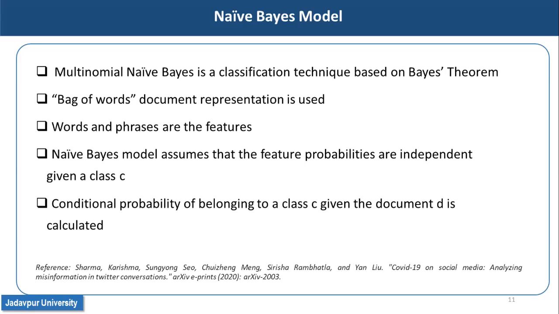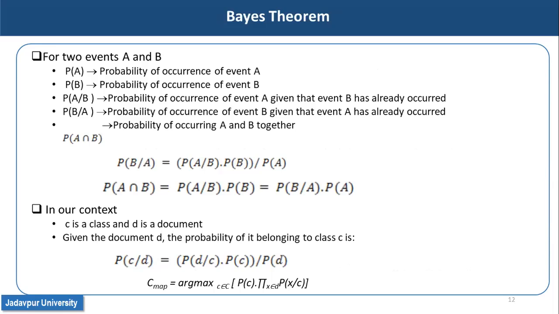The conditional probability that needs to be calculated is the probability of belonging to a class C given the document D. This is the basics of Bayes theorem for two events A and B. The probability that both events A and B occur together is given by P(A intersection B), and the conditional probability of B given A is the product of the conditional probability of A given B times the probability of B, divided by the probability of A. In this way, the probability of both events occurring together, P(A intersection B), can be calculated.